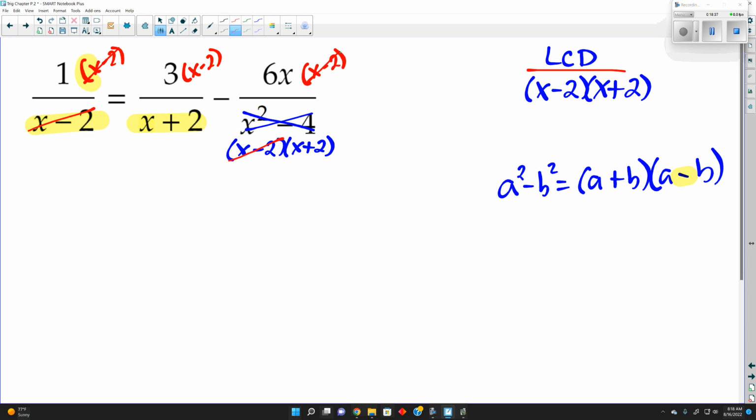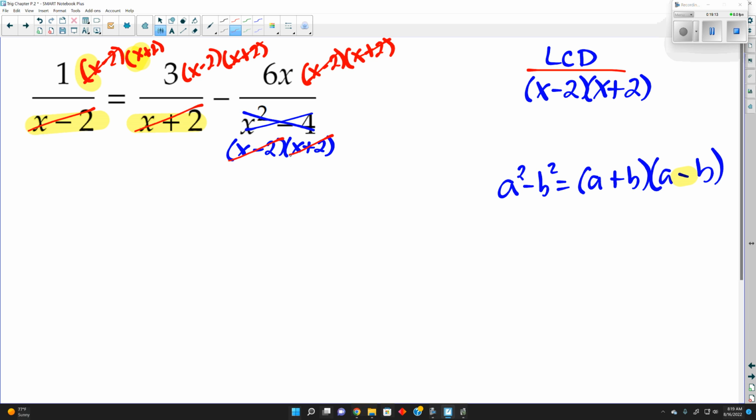Do we still have denominators? Yes, okay. Well, I have an x plus 2 that I still need to get rid of, yes? Okay, so we can add that in. X plus 2, x plus 2, and again, we have to add it into all of them. Here, x plus 2, x plus 2. Here, x plus 2, x plus 2. Do we have any denominators left? No. So we know we have everything.